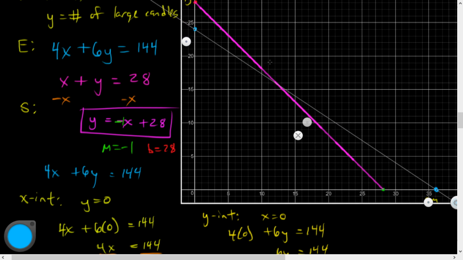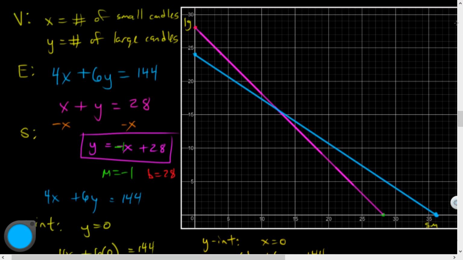All right, so let's connect these dots. And once again, I cannot sell a negative number of large or small candles. So looking at this graph, what is my solution? Well, it's going to be the intersection between these 2 points. It looks like either 12 or 13, probably 13. I know it's got to be a whole number because I can't sell fractional amounts of candles either. And then how high does this look?